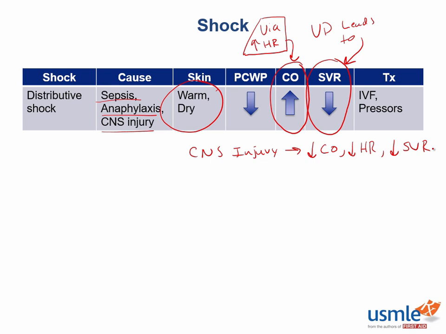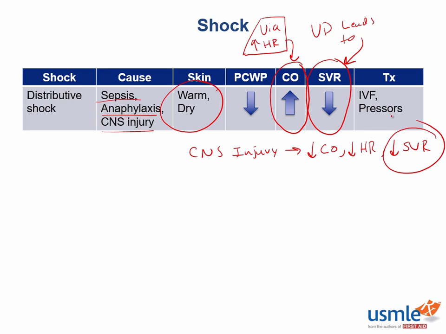Now once again, it's important to remember that this is not every case of CNS injury. This is just some cases of CNS injury. The big takeaway here is that CNS injury results in vasodilation, which results in a decrease in your systemic vascular resistance. And that's the point we're trying to make here.